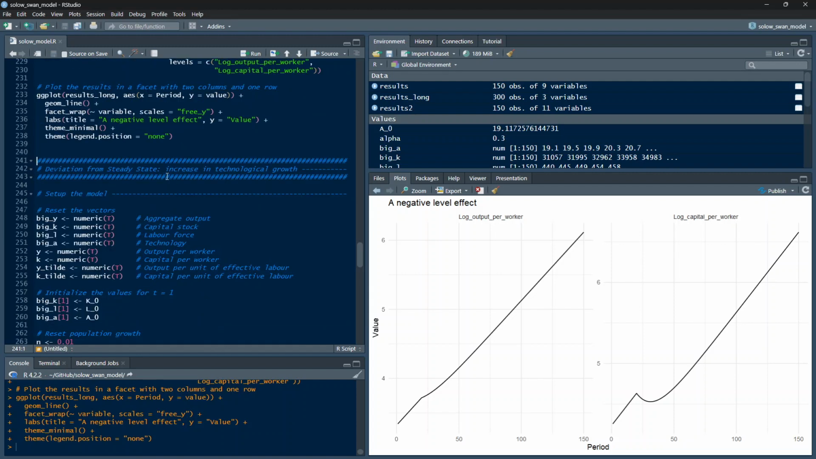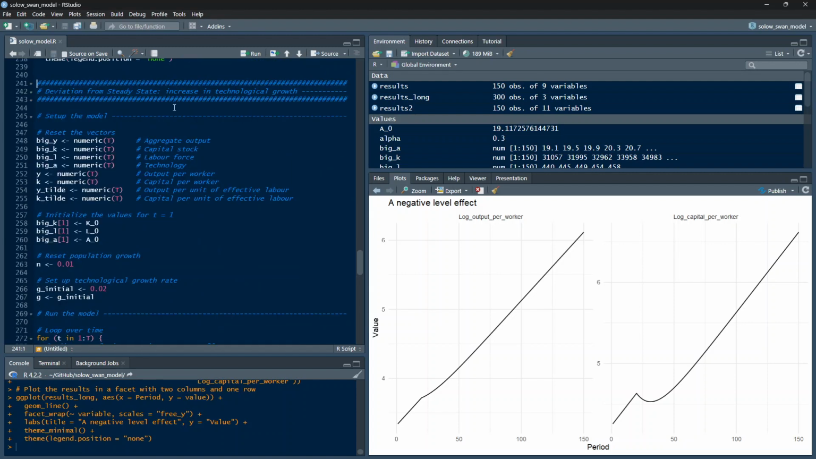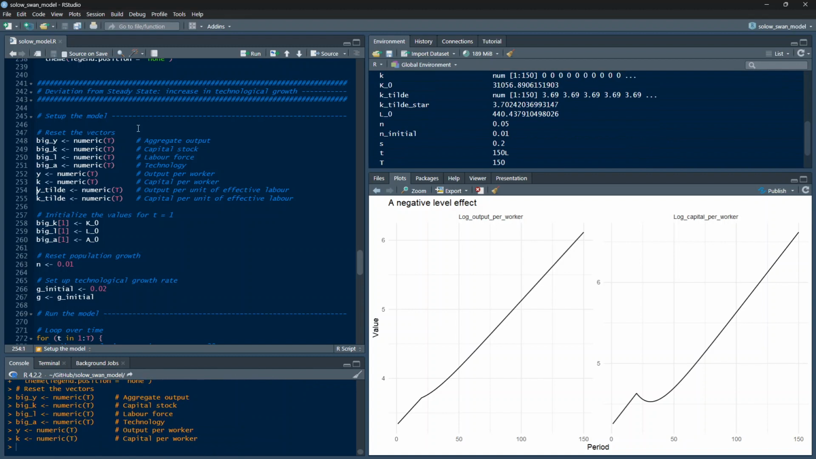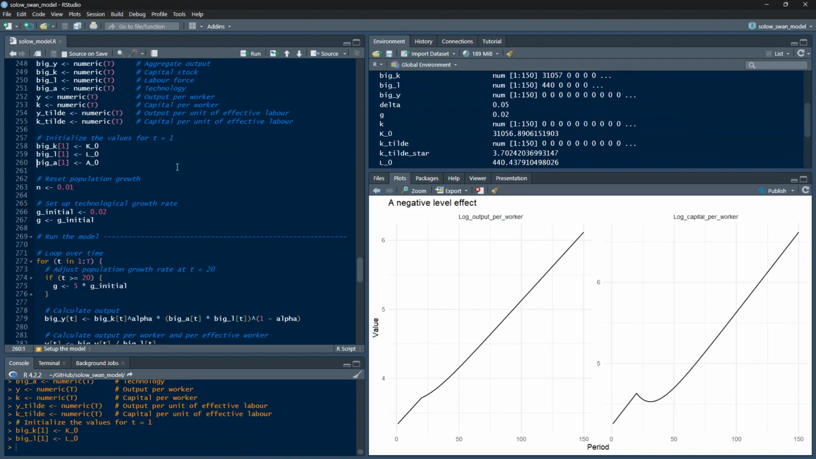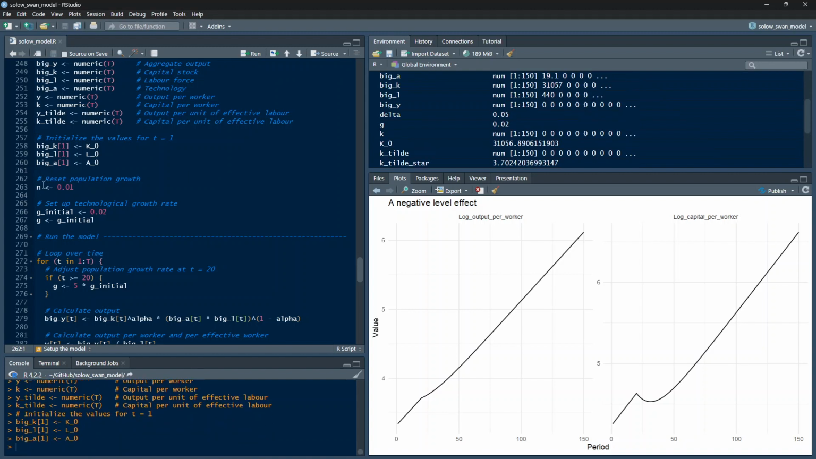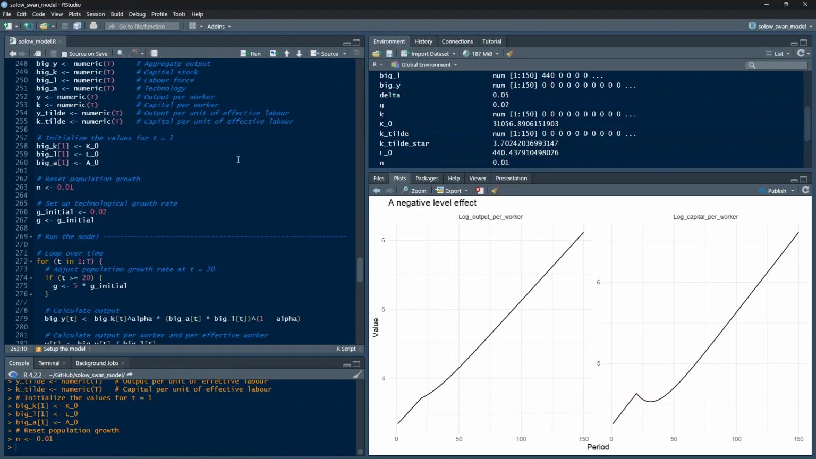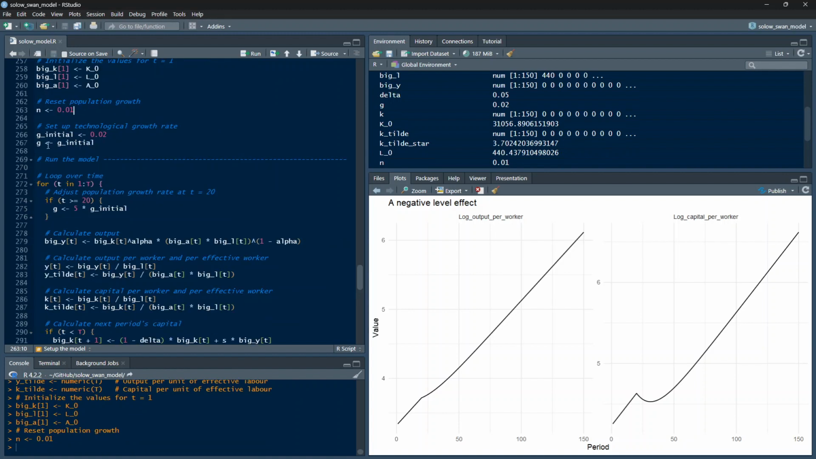Now we're going to look at a different sort of shock, and this shock is going to be a shock in technological growth. So here we're just going to start by resetting all of the vectors, putting them back to zeros as we did before. We're going to initialize these values for capital, labor, and technology. And again, because we changed the population growth rate, we're going to reset that to 1% per time period. But what we want to shock instead is the technology growth rate.